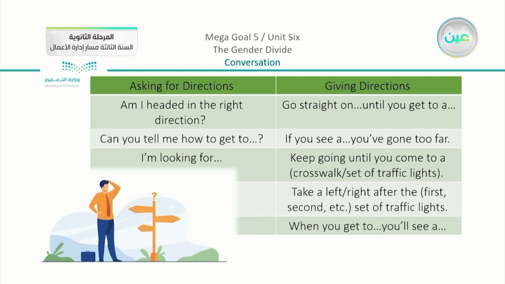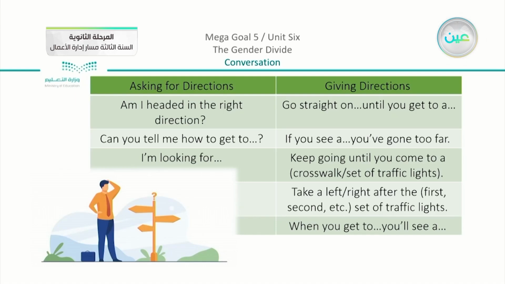For example, am I headed in the right direction? Can you tell me how to get to, or I'm looking for? On the other hand, when I am giving directions, I do have more options. Go straight, you can go left. If you see something, you've gone too far. We can say also to take left or take right. When you get to a location, you will see something else.